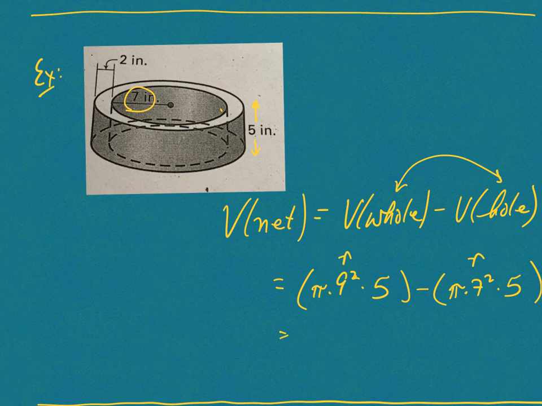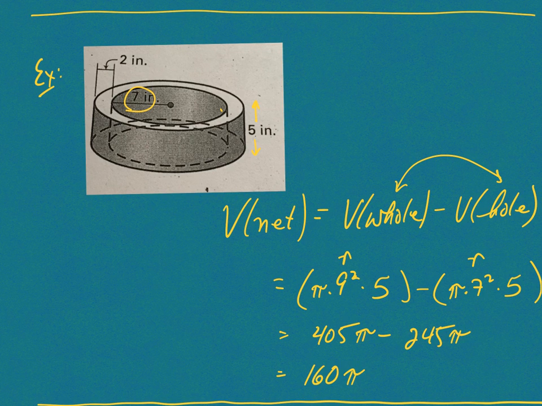Okay? And so when we do the math on this, what we get as an exact answer is 405 pi minus 245 pi. So 405 minus 245 would leave us with 160 pi.